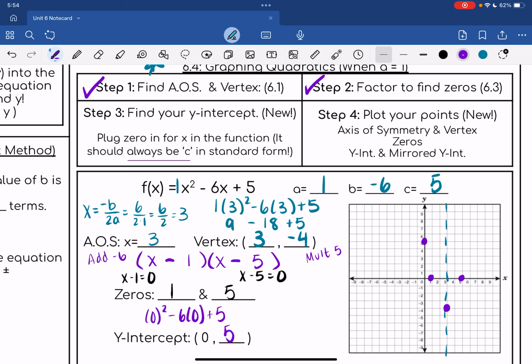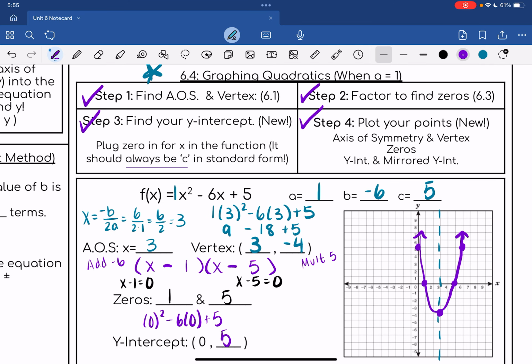And then my last step, now that I've found my y-intercept, to getting this all graphed, is to mirror that y-intercept and graph everything else, but I've already done that as I went. So since that y-intercept is 3 to the left of my axis of symmetry, I can go 3 to the right of my axis of symmetry and put a point there. All right, go ahead and connect those all into a nice little U. There we go. Fix that error. All right, so 6.1, 6.3, and 6.4 all come together with 6.4 because that's all of our steps to graphing a quadratic.